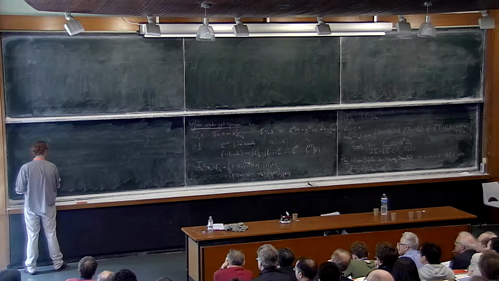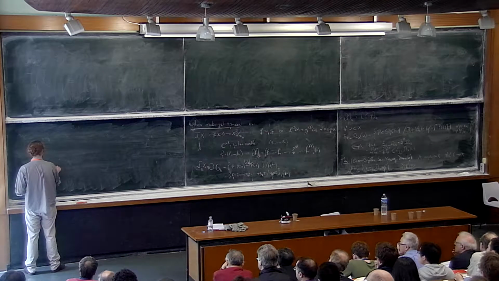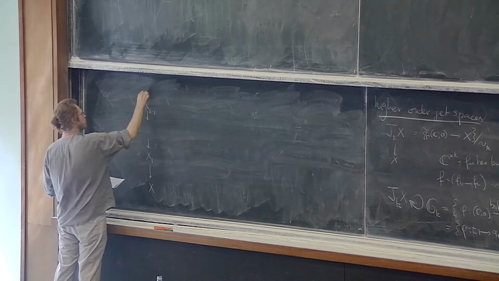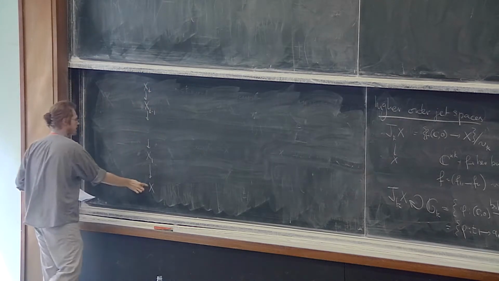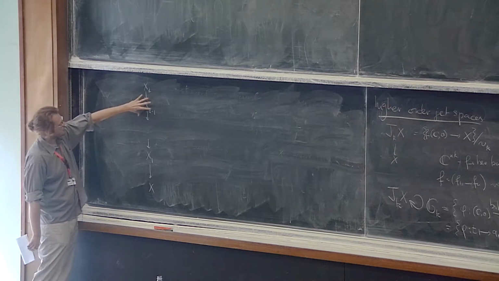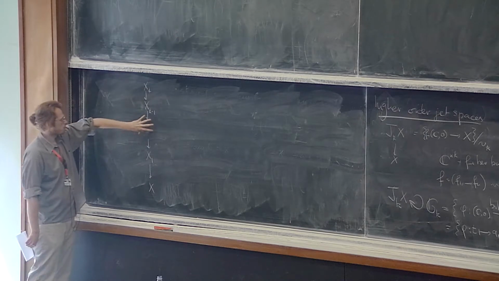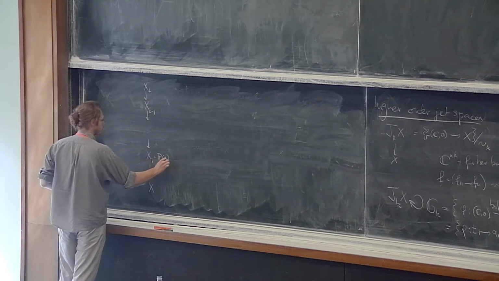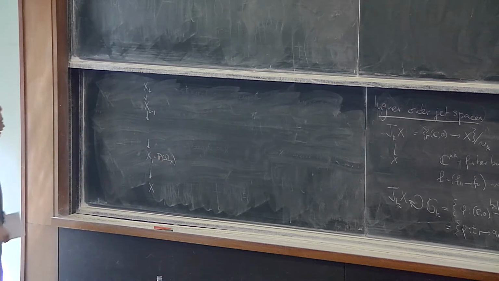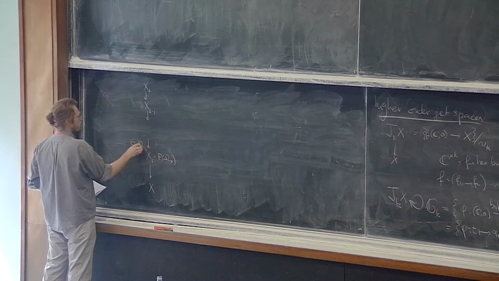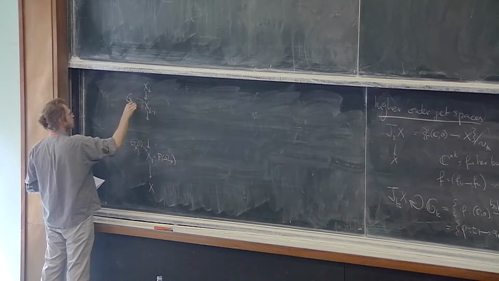And so the construction is the following. For each k, you have a sequence of spaces like this, which start with X. Each one of these spaces is a projectivization of some vector bundle on the previous one. And the first one is actually just the projectivization of the cotangent bundle. And so because each one is a projectivization of some vector bundle, each one comes with a tautological line bundle here.